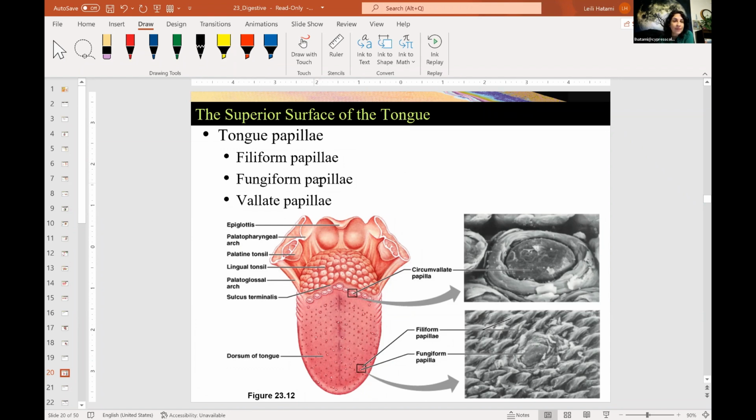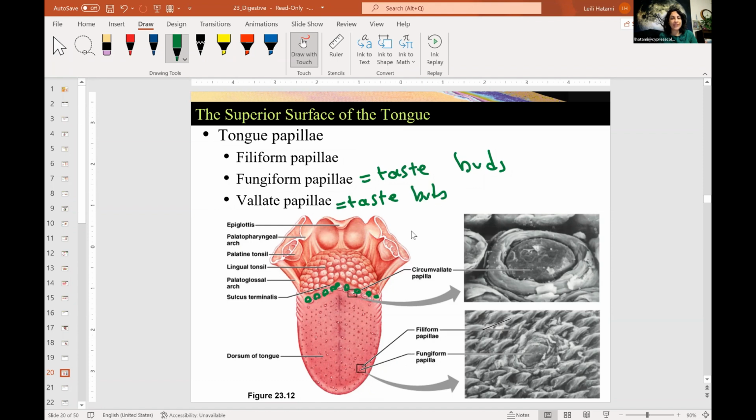The fungiform papillae are mushroom shaped, and in their structure we can find the taste buds. Taste buds are the structures where we find taste receptors, which collect the information regarding taste and send it to the brain through the sensory nerve. Then the vallate papillae, which we find between the anterior two-thirds and posterior one-third of the tongue in a V shape, also have taste buds in their structure.